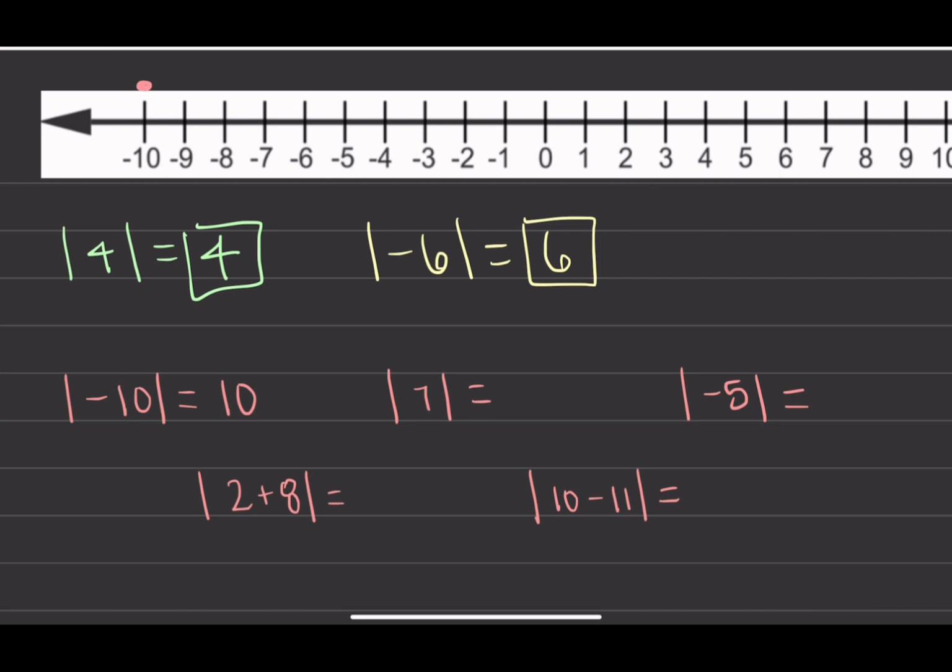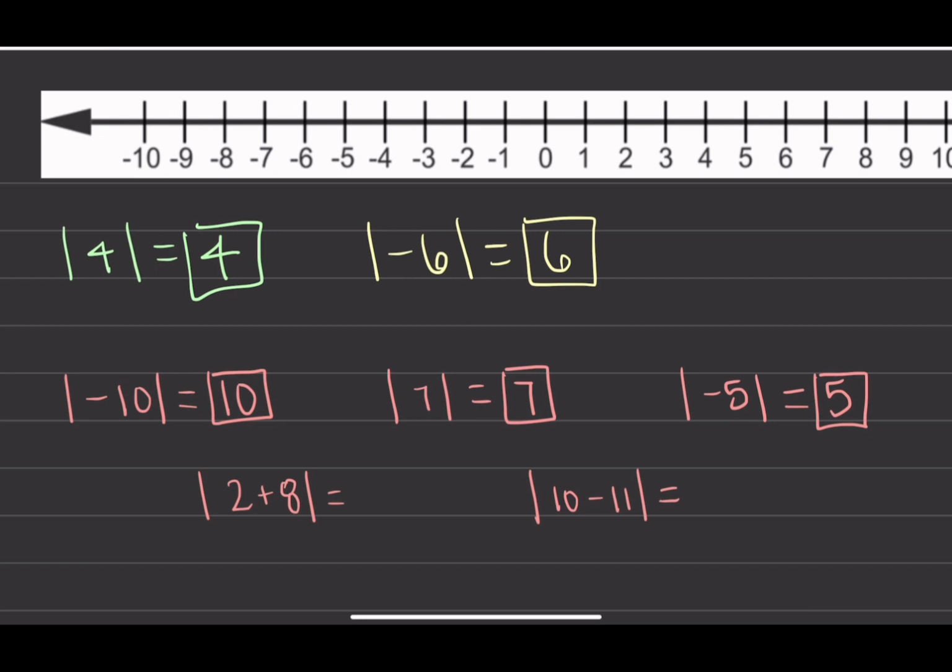So you just start here and then count how many it takes to get to 0, and it is going to be 10. Absolute value of 7 is 7. If we started here and we counted, it would take 7 hops to get to 0. The absolute value of -5 is going to be a positive 5 because absolute value is always positive.